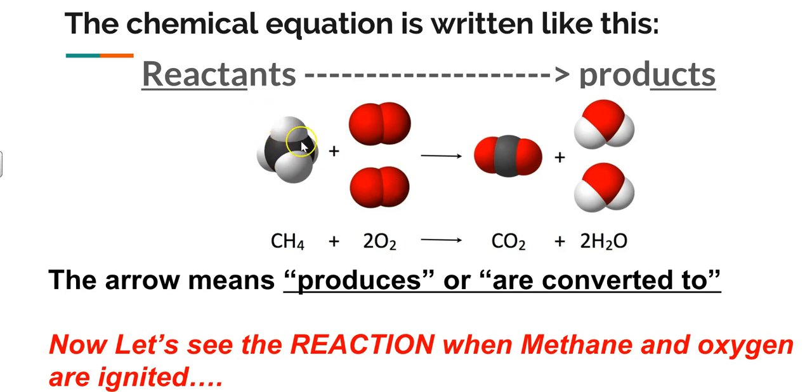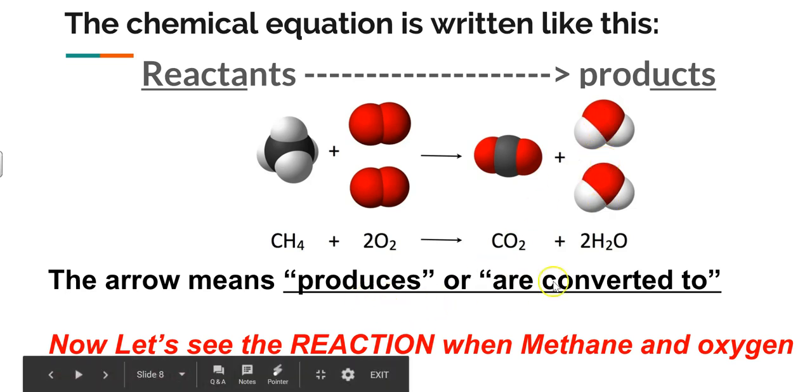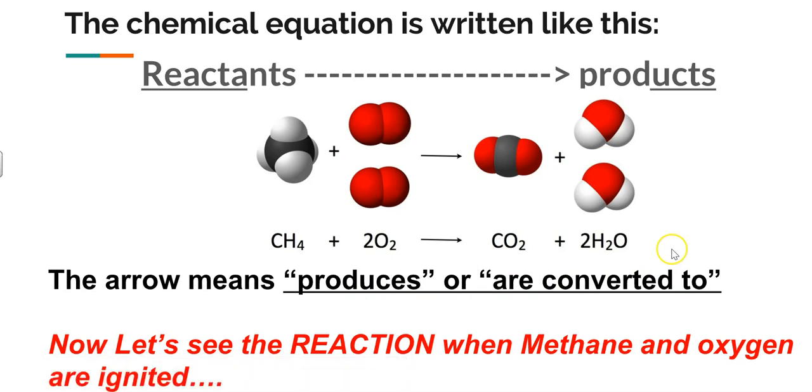All of these molecules break apart and then rearrange to make new products. The carbon is still there, but now instead of being with some of the hydrogen, it's rearranged itself to be with some of the oxygen molecules in the form of CO2. Some of the rest of the oxygen combines with the hydrogen in order to form water molecules. The arrow means produces or are converted to.